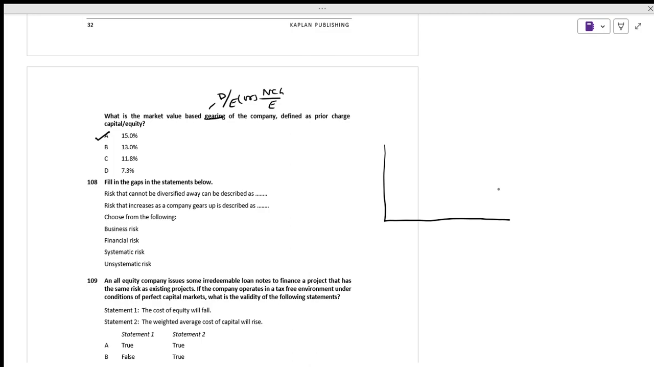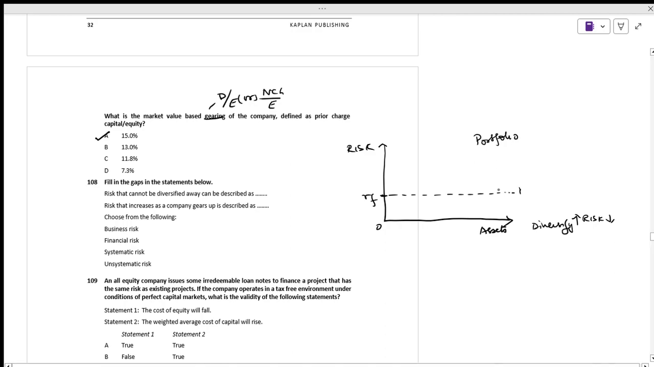Here on the x axis we are talking about the portfolio. The more we diversify, as diversification increases, risk will decrease. Here on the x axis we take assets, and on the y axis we take risk. We'll take RF, the minimum in the CAPM model, the risk free rate. This is otherwise called market risk, systematic risk, non-diversifiable risk.